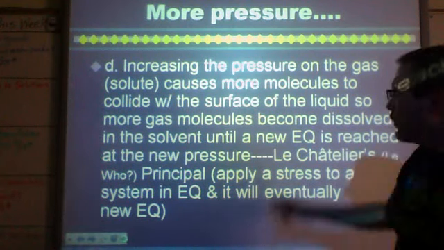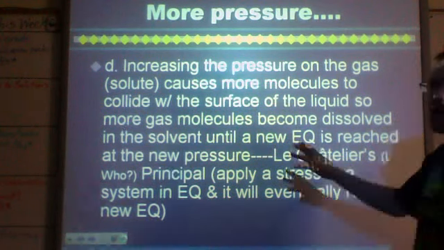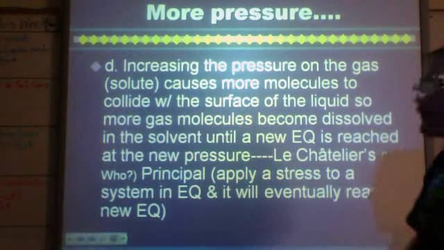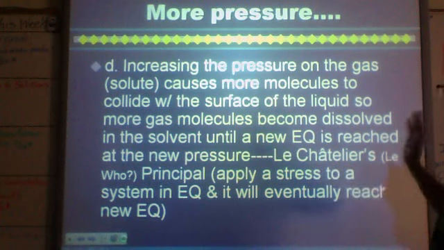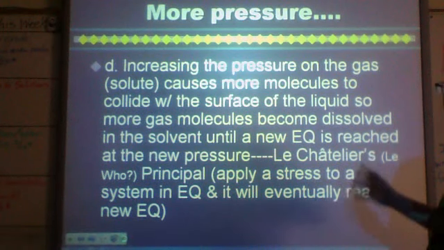This change causing a new equilibrium is referred to as Le Chatelier's principle. I'm pretty sure I pronounced him wrong. I'm sorry, I don't speak French.